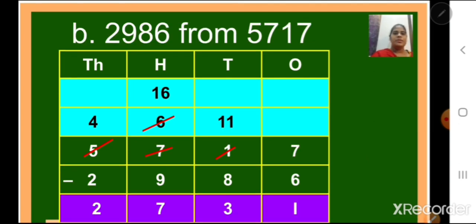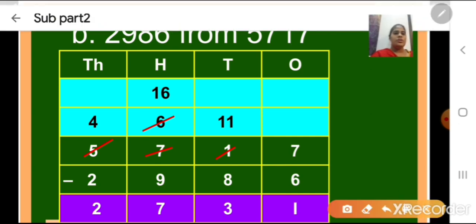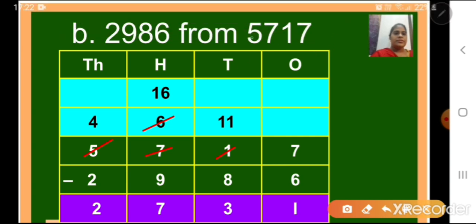B question, 2,986 from 5,717. From this number, children, the second number 5,717 you will write here first, then put the minus sign, and then write 2,986. Okay. While subtracting, we have to start from ones place. Here we have 7 minus 6. 7 minus 6 is 1. So we have to write here 1.